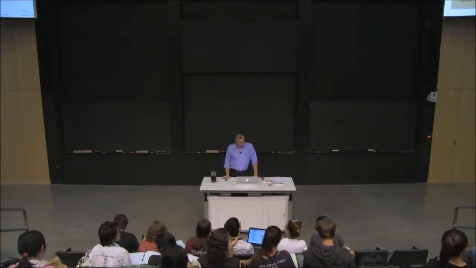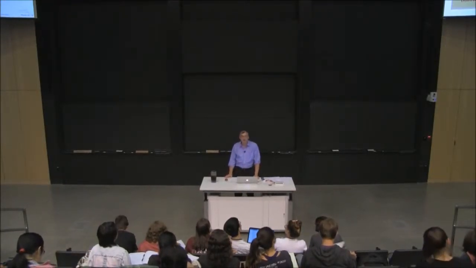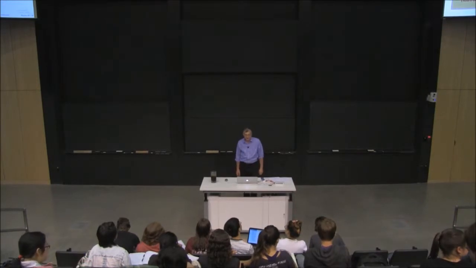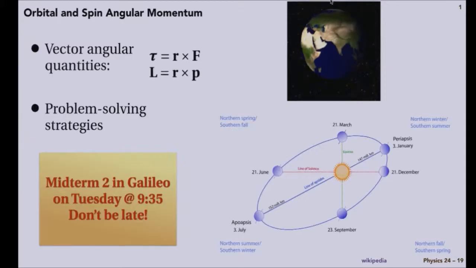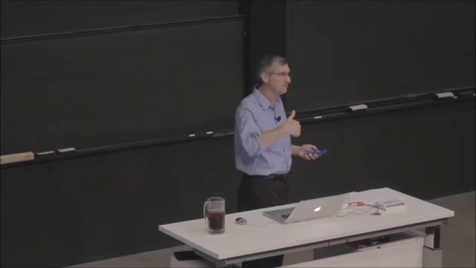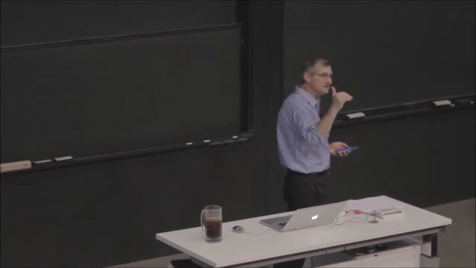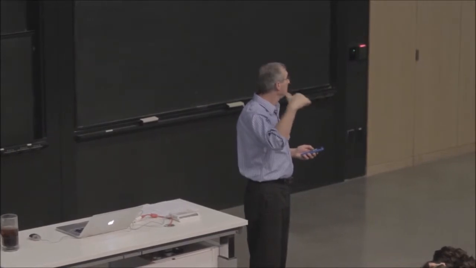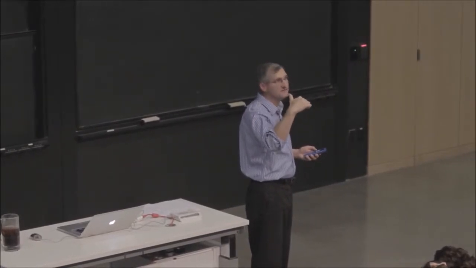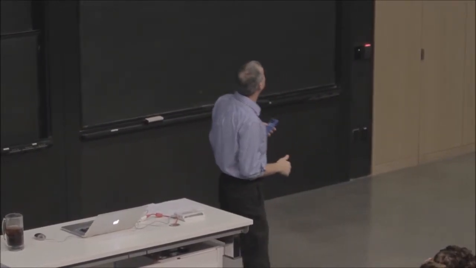Welcome. Last time we were talking about the vector character of angular momentum, angular quantities, and we used the right-hand rule to associate a direction with something that is rotating around. So you use the fingers of your right hand, curl those around in the direction of the rotation, and your thumb points in the direction the vector associated would point.